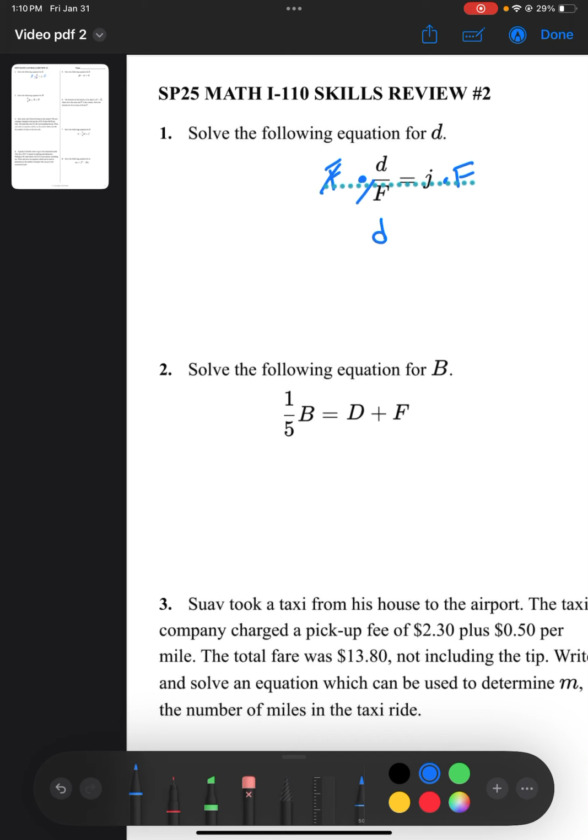That crosses out the F on the left. Then we have J times F. Like I said in class, you can also have written it like this. With multiplication, you can have them switch order.